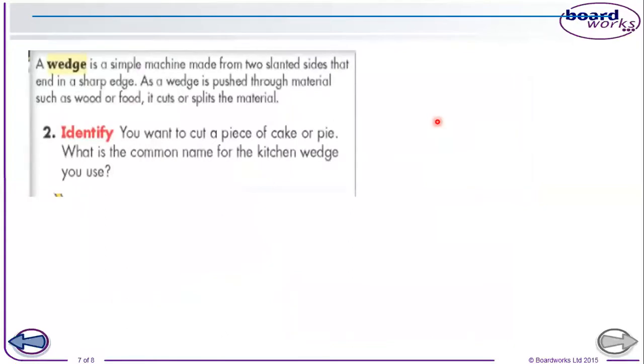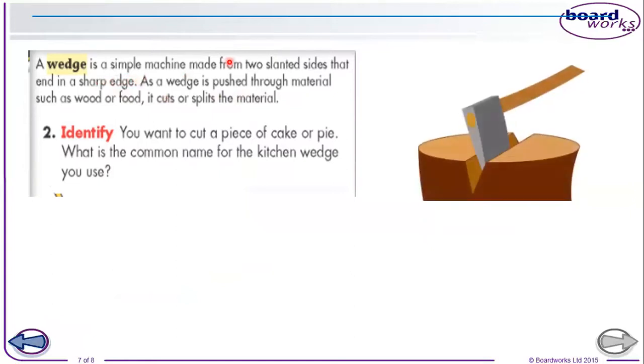Now a wedge. What is a wedge? A wedge is a simple machine made from two slanted sides that end with a sharp edge. Here at the end you have a sharp edge. As a wedge is pushed through material, when you push the cutter into wood or food, it cuts and splits the material.